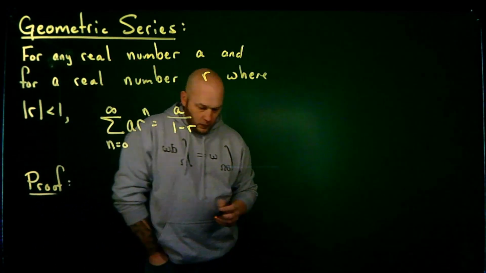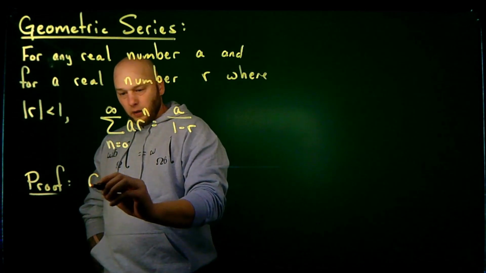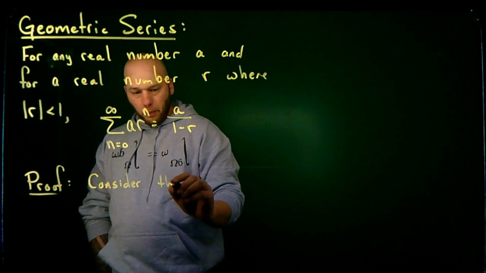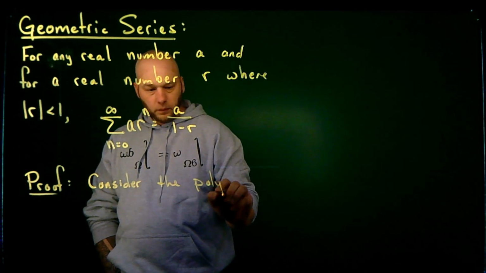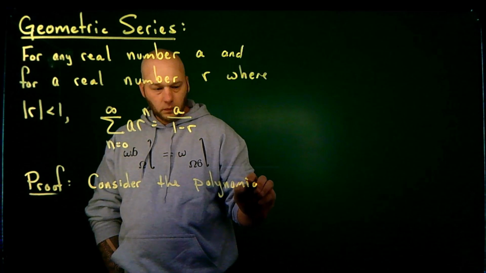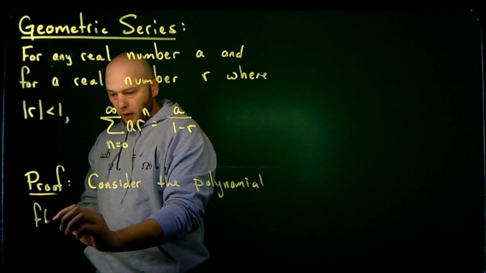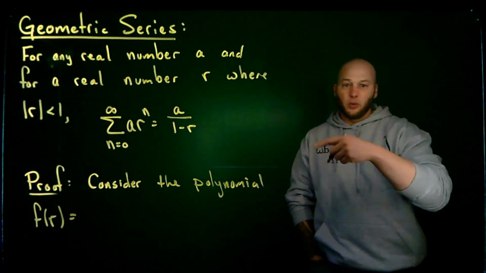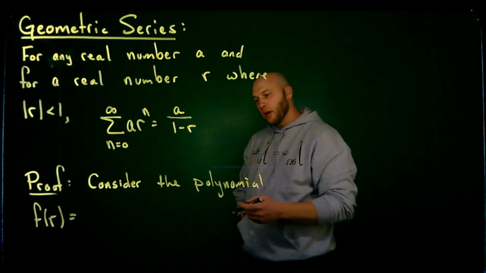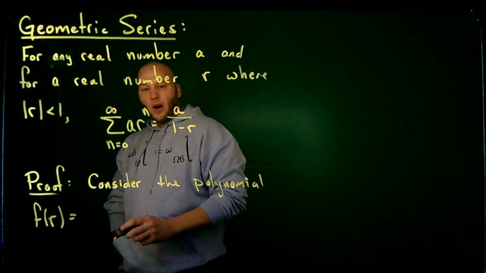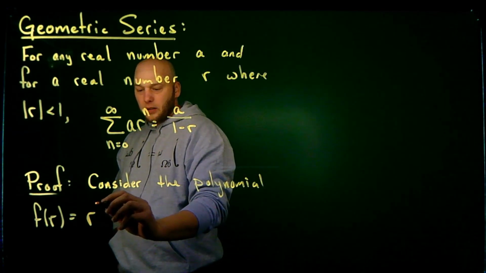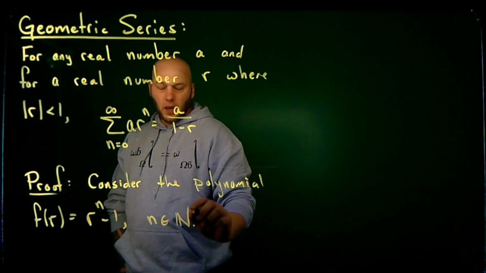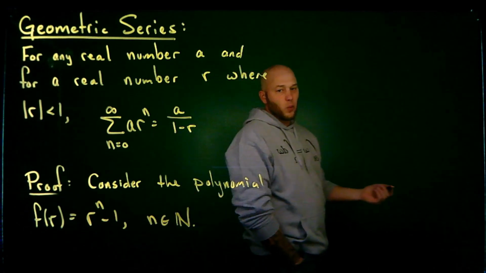Okay. Well, first of all, let's consider the polynomial f of r. I know we normally use x for our variable, but just so I don't have to convert it to the letter r later, I'm going to use the letter r here. Consider the polynomial f of r is equal to r to the n minus 1, where of course n is going to be a positive integer. So 1, 2, 3, 4, etc.